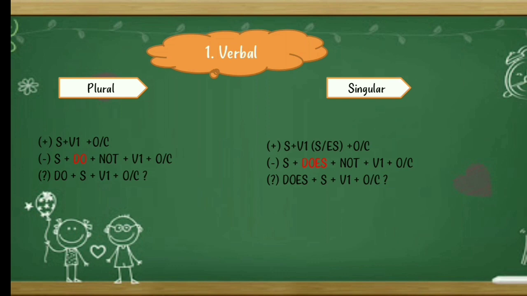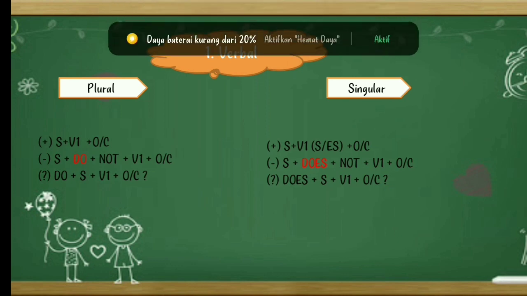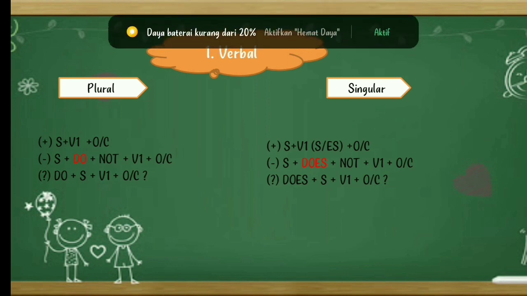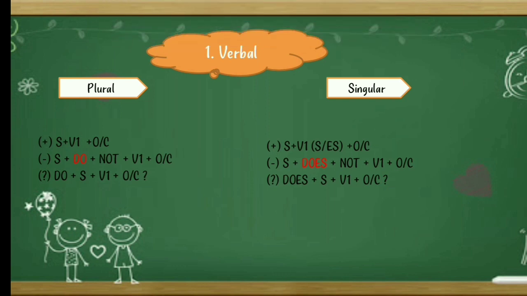The plural here, for positive one, subject plus verb 1 plus object and complement. And then for the negative one, subject plus do plus not plus verb 1 plus object or complement. And then for the interrogative one, do plus subject plus verb 1 plus object or complement.